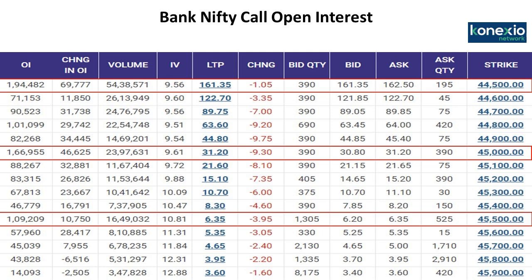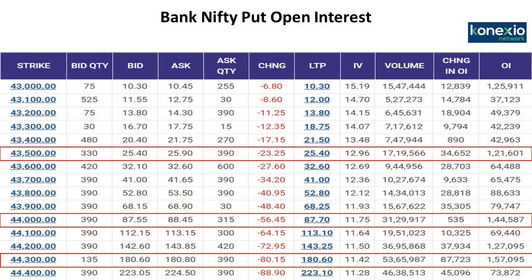So friends, let us discuss the Bank Nifty put data. In Bank Nifty puts, the action was seen in 44,300 puts, 44,000 puts, and 43,500 puts. Now here you can see there has been a drop in the option premiums. The implied volatility is high. It is between 11.42 and 12.96. So there has been a significant drop in the Bank Nifty options. So it clearly indicates that the smart money is already into writing the out of the money puts.